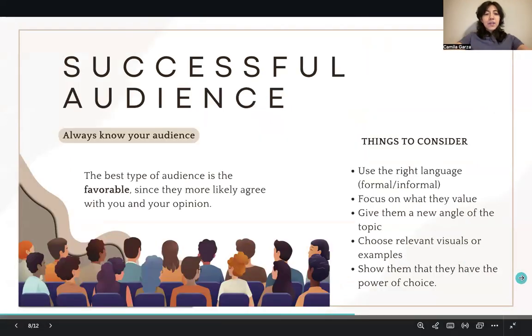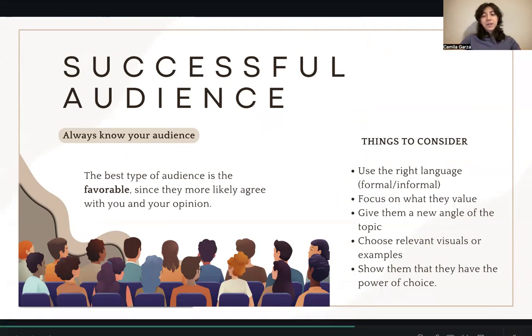Then the most successful audience is always going to be the favorable one, because they're the ones more likely to agree with you. But we know that's not always the case. So you have to consider using the right language, focusing on what the audience values, giving them a new angle on the topic, choosing relevant visuals or examples to keep them entertained or interested, and showing them that they have the power of choice.